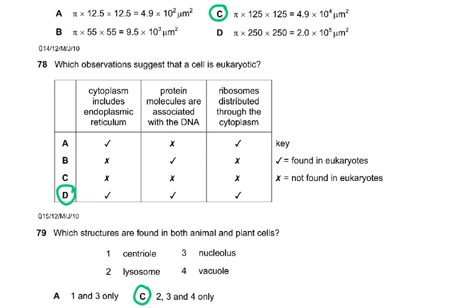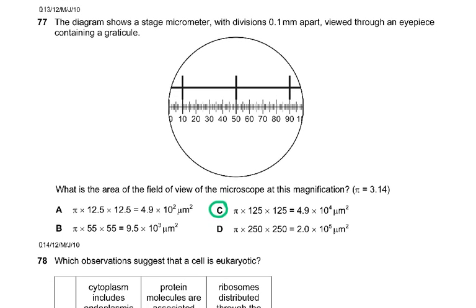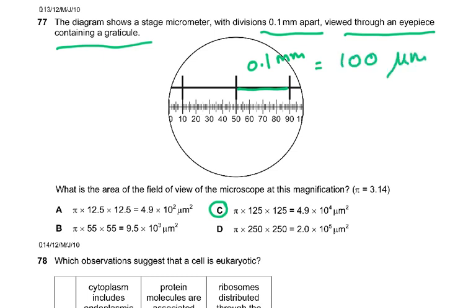Then coming to the next question, again one of those favorite questions which you all dislike so much. The diagram shows a stage micrometer with divisions 0.1 millimeter apart, viewed through an eyepiece containing a graticule. So this is 0.1 millimeter, which is equal to 100 micrometer. So 100 micrometer is equal to 40 divisions, so 50 to 90. Please see, they might change it in some paper and if you stick to the 40 mark, that will make you do a big mistake.